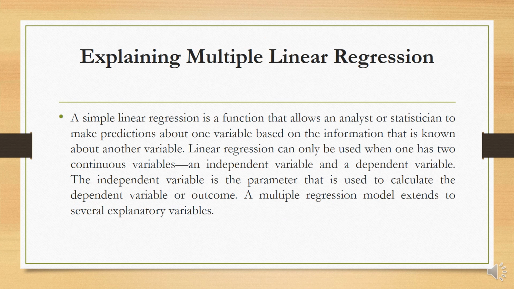Explaining the multiple linear regression. A simple linear regression is a function that allows an analyst or statistician to make predictions about one variable based on the information that is known about another variable. Linear regression can only be used when one has two continuous variables, an independent variable and a dependent variable. The independent variable is the parameter that is used to calculate the dependent variable or outcome. A multiple regression model extends to several explanatory variables.